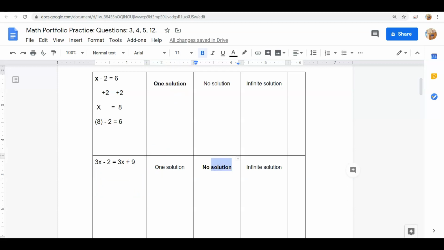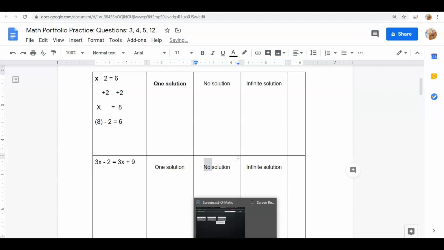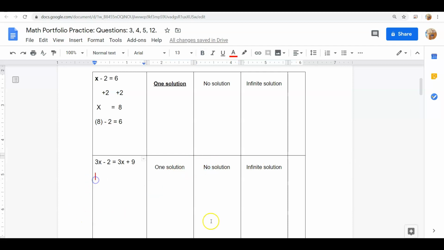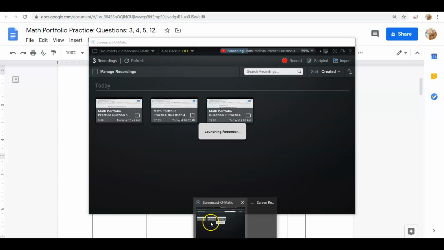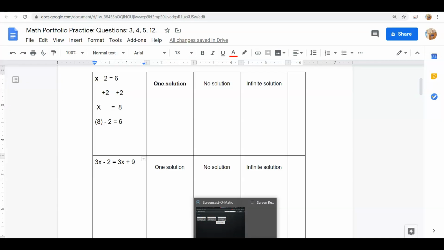So you see me, I'm just going over the sheet, erasing all my answers because I expect everybody to do it with me. So I hope you guys are safe. I miss everybody. And let's get this portfolio done.